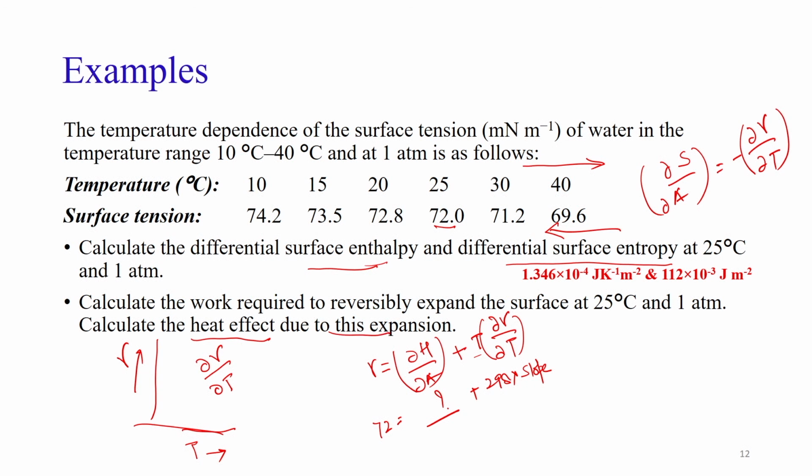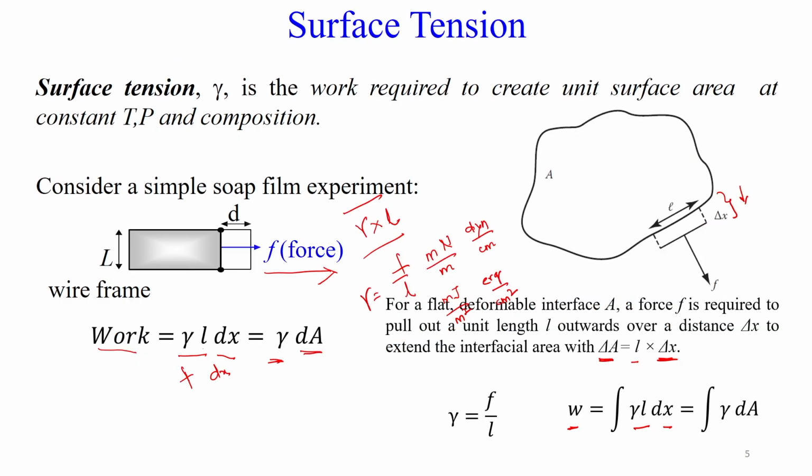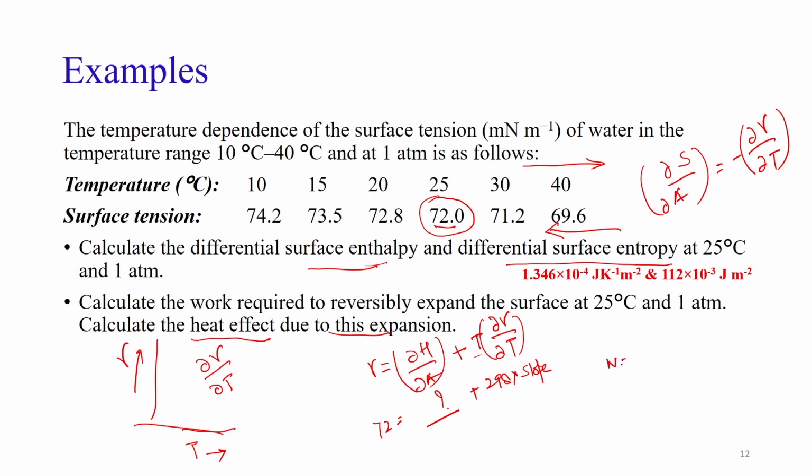Now, how will we proceed for this? Let us go back again. What does it say? It says the work done is equal to gamma into delta A, and if you are talking in terms of change in the surface tension or surface energy, we can consider delta A as unit area, 1 meter square. So, W will be the same as gamma.